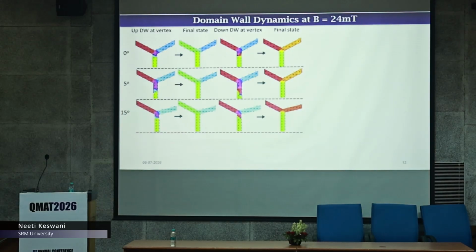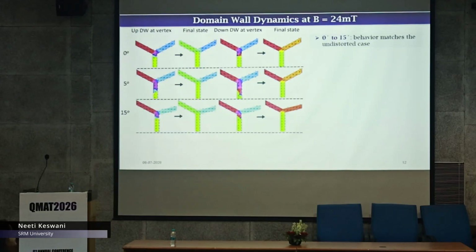Now we move to 15 degree. We see that at up chirality, it is following the same behavior. It is behaving very similarly: with your up chirality, it's your left leg, which is similar to 0 and 5 degree. But you observe that with your down, it is also leg 2 which is switching. So from 0 to 15 degree, the magnetic switching behavior remains the same.